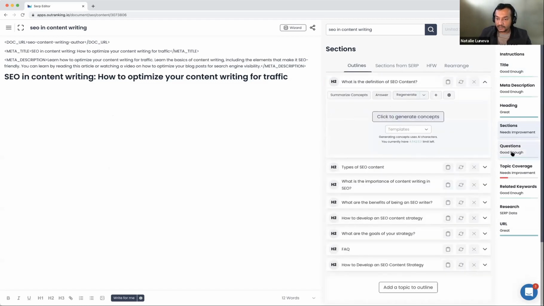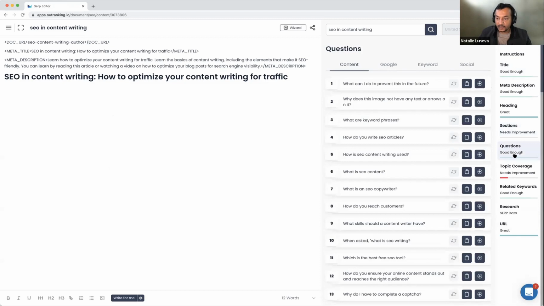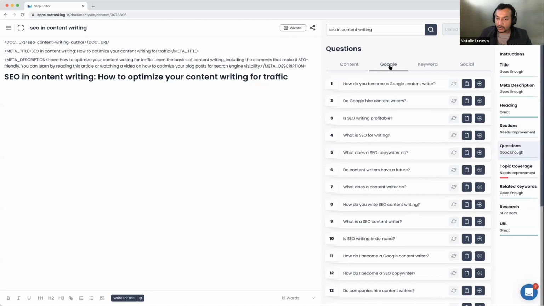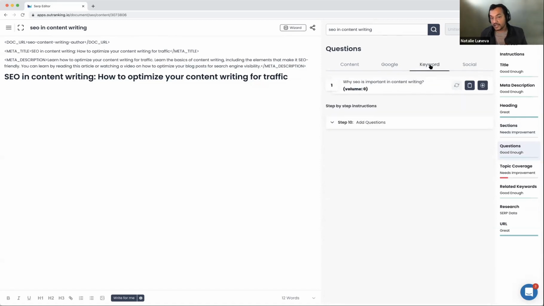Let's go back to outlines and then go to questions. So questions, these are all the questions that we have extracted after reading the first 20 pages of Google. These are all the questions that people are asking in Google. So these are PAA questions, people also ask questions. These are all the questions which have a volume associated with it. So people are searching for this exact question in Google, and Google is identifying that it has a volume associated with it.